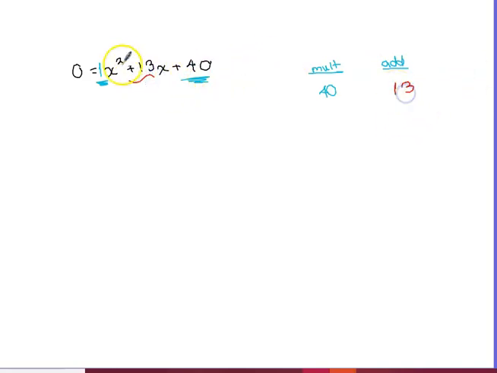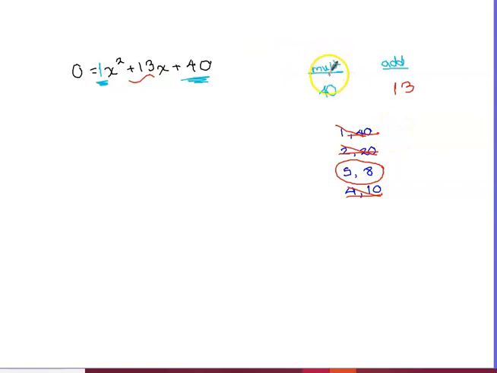So always first times last. I always need two numbers that multiply to be whatever first times last is. So those two numbers should also add up to be 13. So I'm just going to list all the numbers that multiply to be 40 first, just to kind of throw it all out there. 2 and 20, 5 and 8, 4 and 10, and then see which one of them also adds up to be 13. So it's not going to be these two. No, no. 8 plus 5 gives me 13. So these are the two numbers.